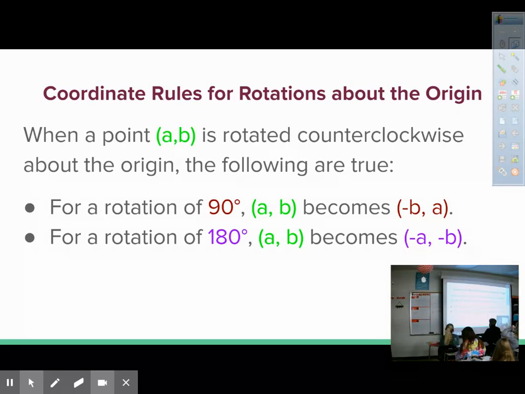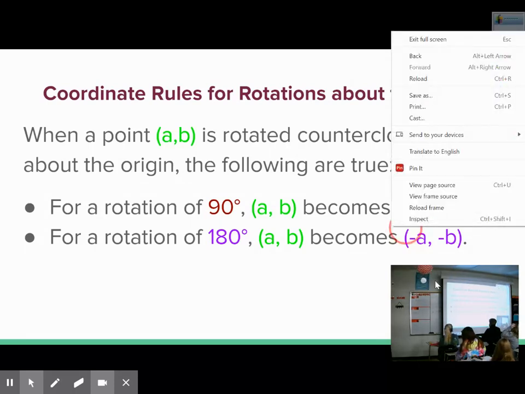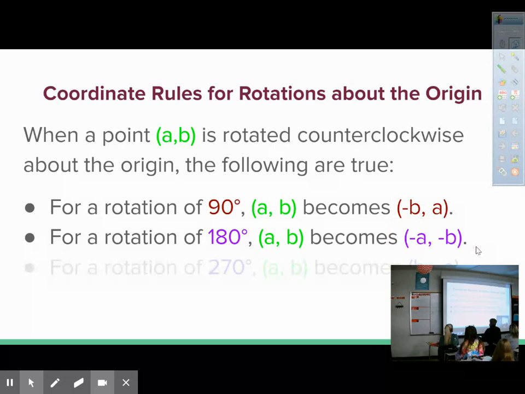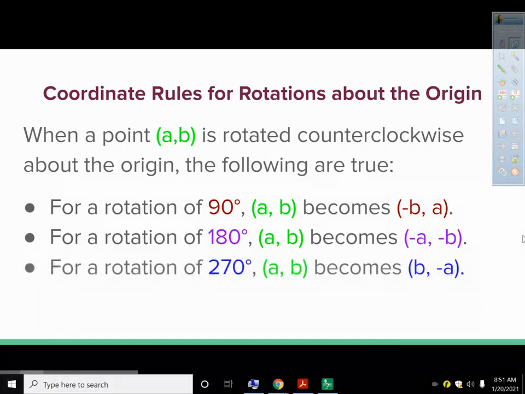And then the last one. For a rotation of 270 degrees, AB becomes B, comma, opposite of A.